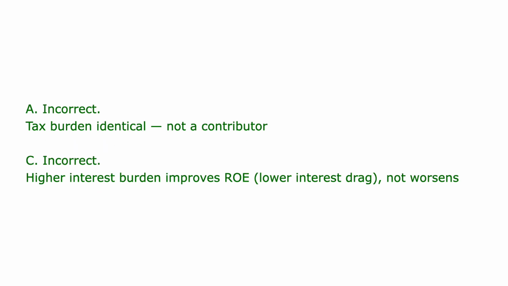A. Incorrect. Tax burden identical, not a contributor. C. Incorrect. Higher interest burden improves ROE, lower interest drag, not worsens.